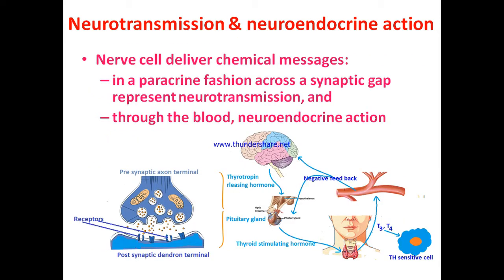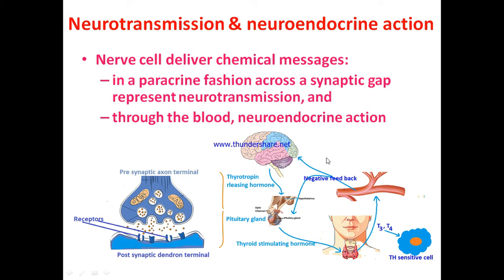Nerve cells deliver chemical messages also, in addition to their role in signal transduction, impulse transduction. So this delivery of chemical messages by the nerve cells is in two ways. In a paracrine fashion across a synaptic gap: this is an axon of one neuron. That neuron secreted this chemical messenger, that is a neurotransmitter. So that neurotransmitter is released at the synapse. Through the synapse, it reaches the receptors on the next neuron. So it is acting on the nearby cell, that is a paracrine action.